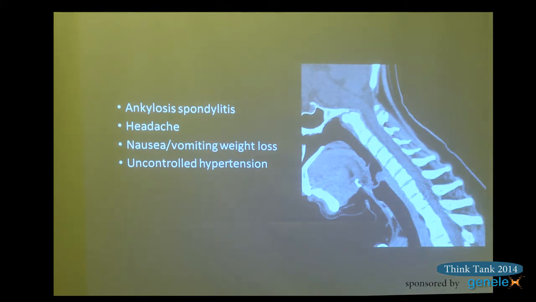This is someone who has both Ehlers-Danlos syndrome and an inflammatory arthritis and was having issues with headache, nausea, vomiting to the point where they were losing weight, and hypertension, which really wasn't well controlled. And there's brainstem impingement, even though the tonsils are in the correct position.